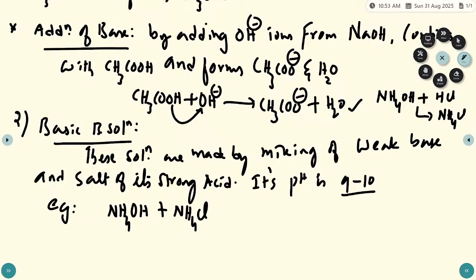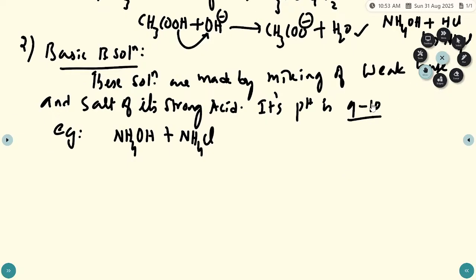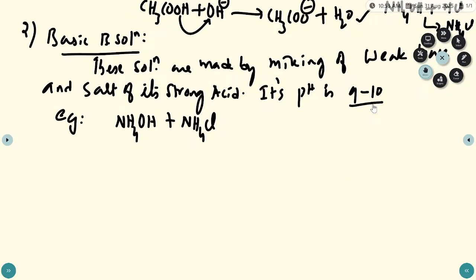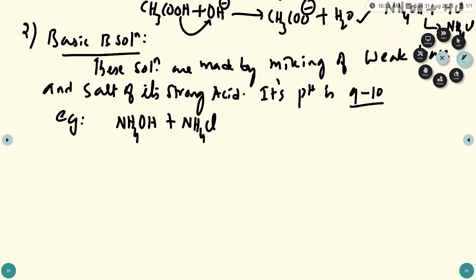And working. How does the buffer solution work? Right, working of this basic buffer solution. See here the weak base, that is NH4OH. So it dissociates. So what is this? What is the symbol? What does it mean?